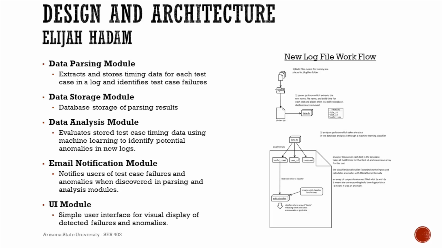The analysis module reaches into the database, pulls out the data, and attempts to identify anomalies. As compared to previous runs, did this new log file have any anomalous tests? Did some run longer? Did some error out, etc.? If there are anomalies, then the email notification module is supposed to send out an email to specified individuals to notify them that something went wrong.